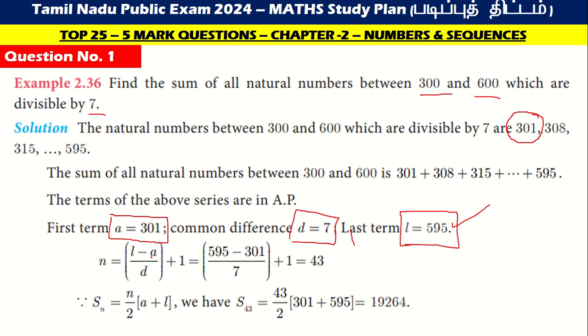So the formula is n is equal to (L minus A) by D plus 1, which means (595 minus 301) by 7 plus 1 is equal to 43. So Sn is equal to n by 2 times (A plus L). The value of L is found, the value of n is found. So S43 is equal to 43 by 2 times (301 plus 595). Add these two and divide, and you will get an answer of 19264. I hope this answer is understood. Let us go to the next one.